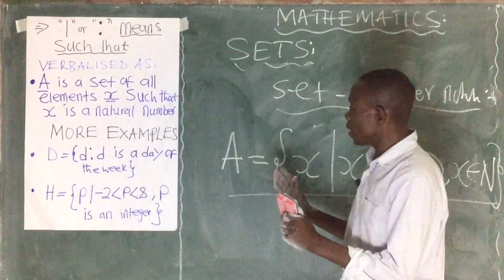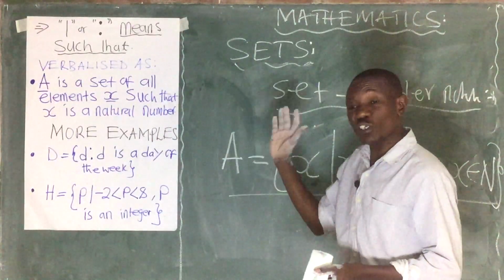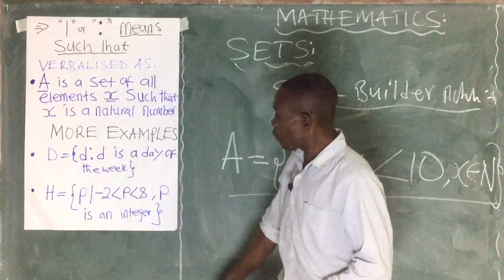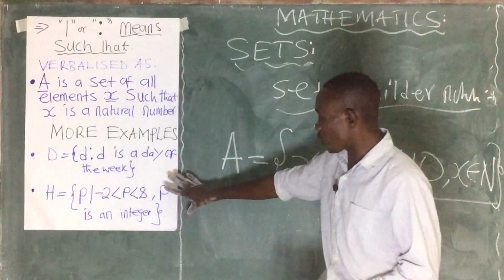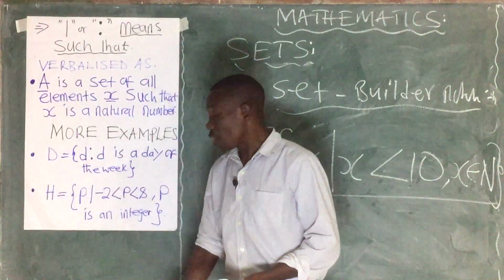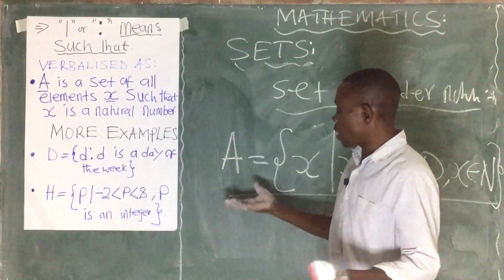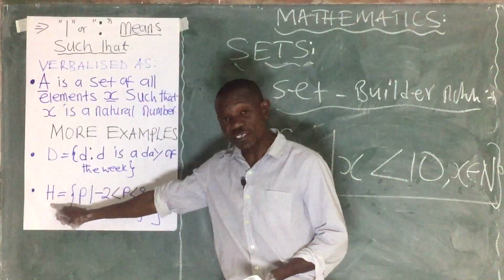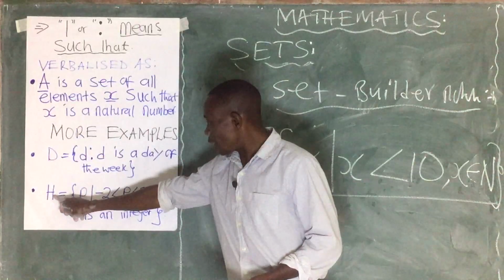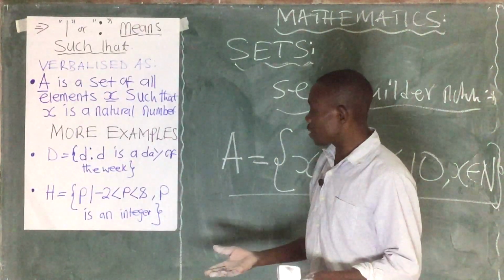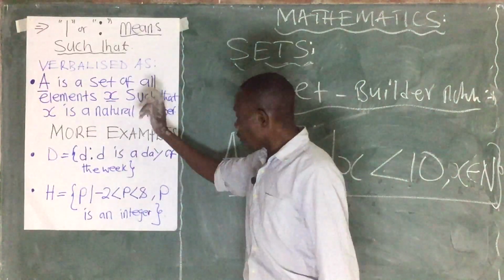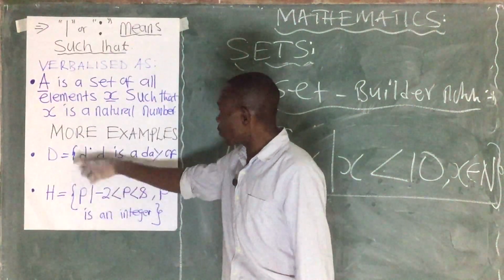Instead of writing the days directly, Monday, Tuesday, Wednesday, Thursday, Friday, and all that, again here we have another presentation of elements. This is also a set builder notation. What does this one mean? You can also list up the elements of H in this case. So H is a set of all elements P.